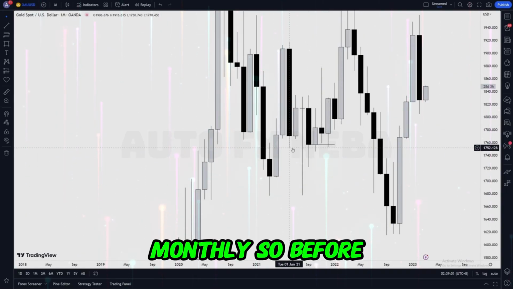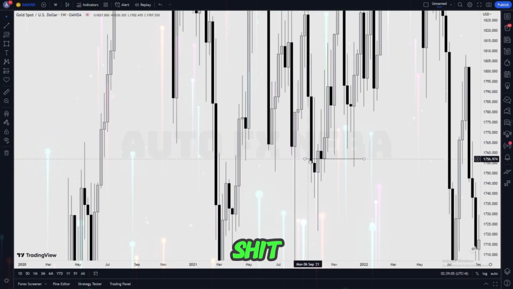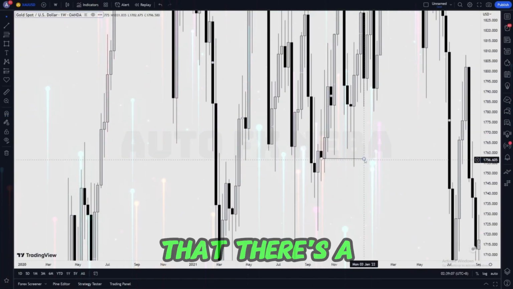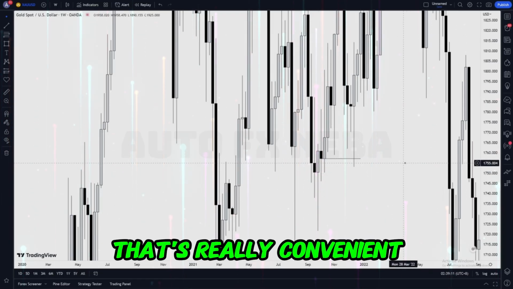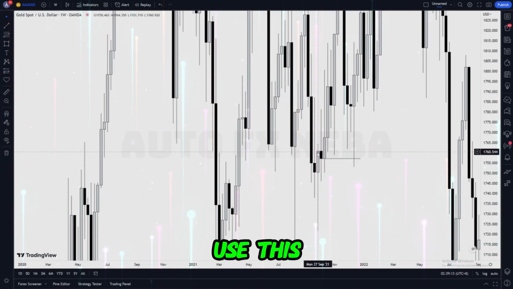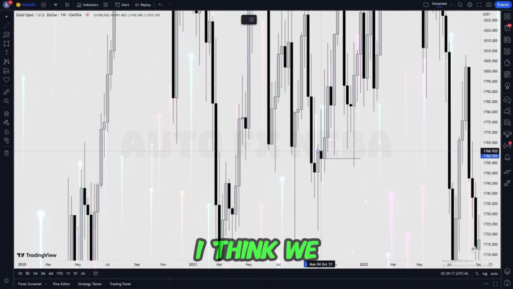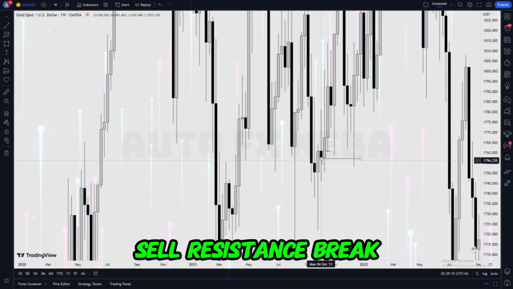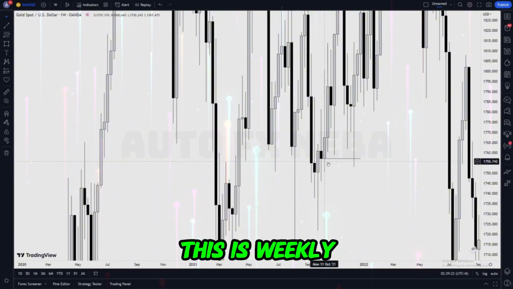This is the monthly. So before we even look at the buy, monthly, weekly, we're like, oh wow. It happens to be so convenient that there's a weekly in the exact same spot as a monthly. That's really nice. We can't choose this resistance break becomes support. Why? It's already been tapped. I think we talked about this in the previous video. Buy, sell, resistance, break, becomes support. Tapped it, goes. Now look, this is weekly, MTF monthly.